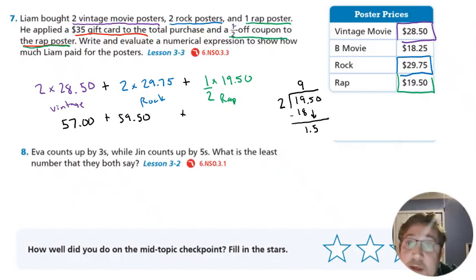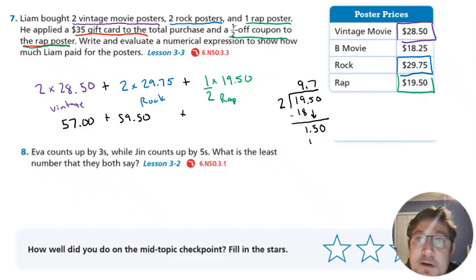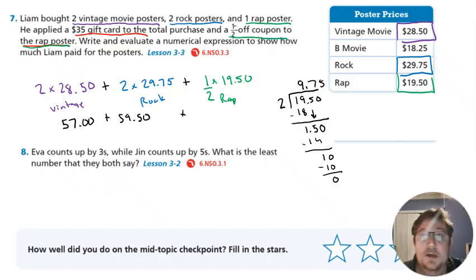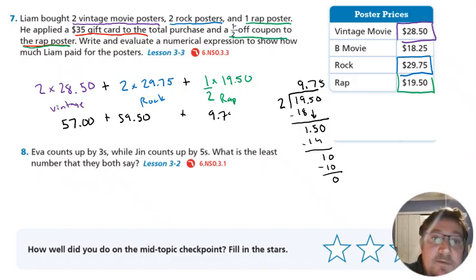So 2 goes into 1.5 how many times? Well, 2 is too big for 1.5. So I add a decimal, and I can add a 0. So 2 goes into 15 how many times? 2, 4, 6, 8, 10, 12, 14. So it's going to be 7. Give me the 14. I have the 1, 0. 2 goes into 10 5 times. And we are done. So the wrap poster is $9.75.